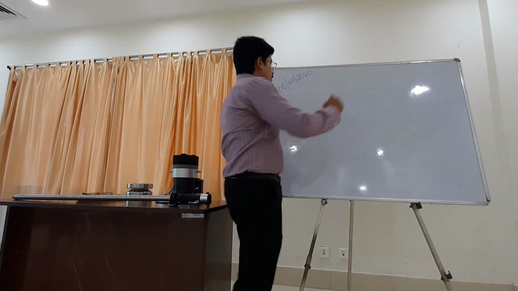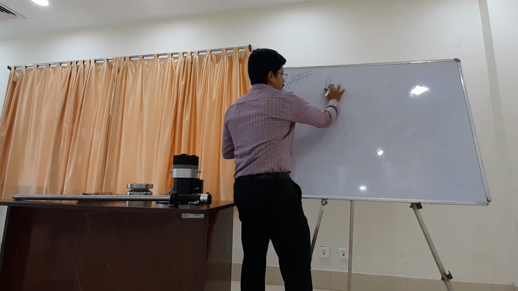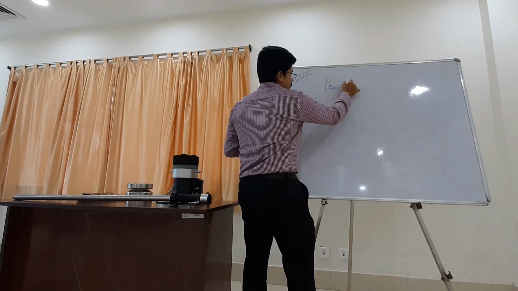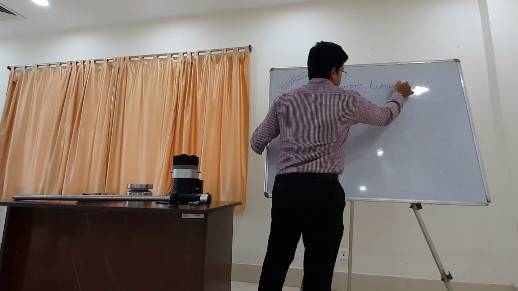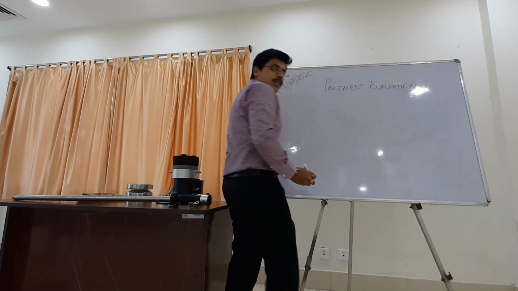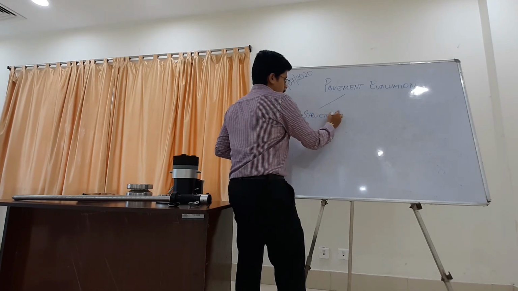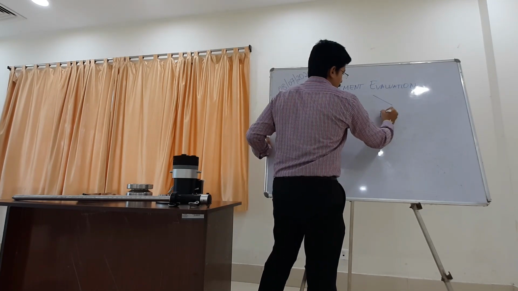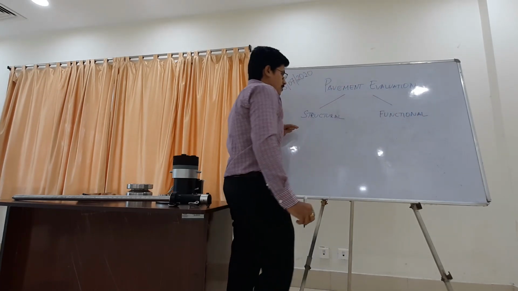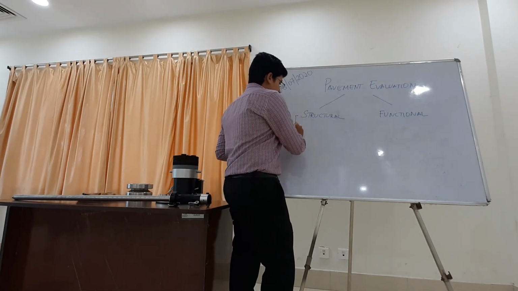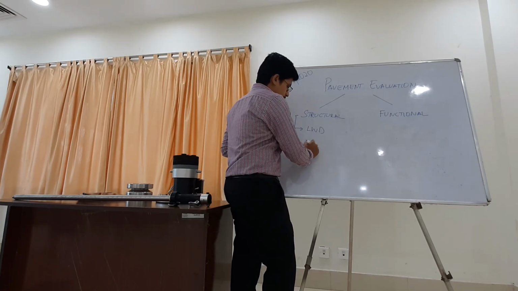Dear students, today we will talk about experiments used to conduct pavement evaluation. Now there are two kinds of evaluation. One is structural evaluation. The other is functional evaluation. So in this lab class, we will study two tests for structural evaluation. One is LWD, the other is DCP.